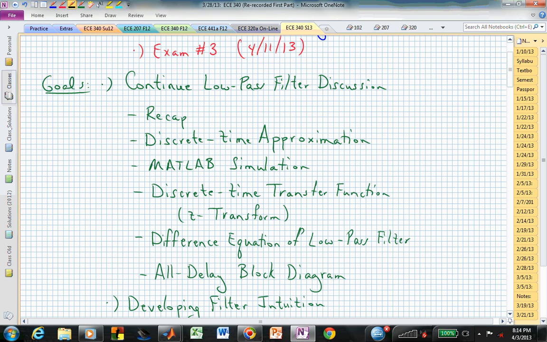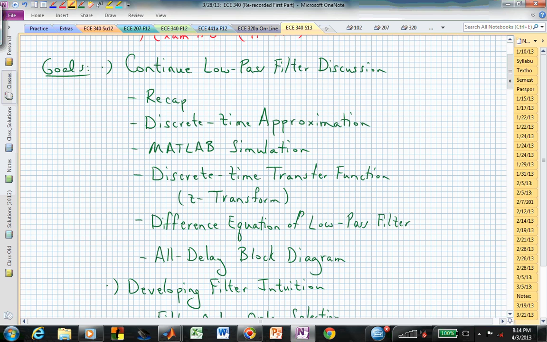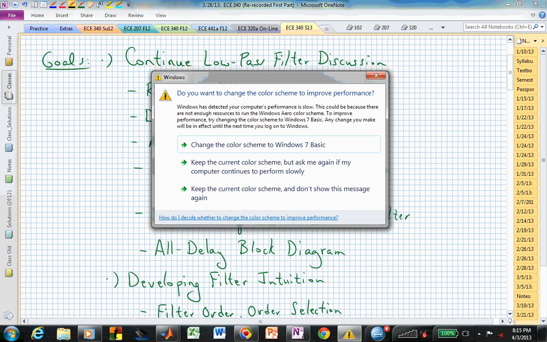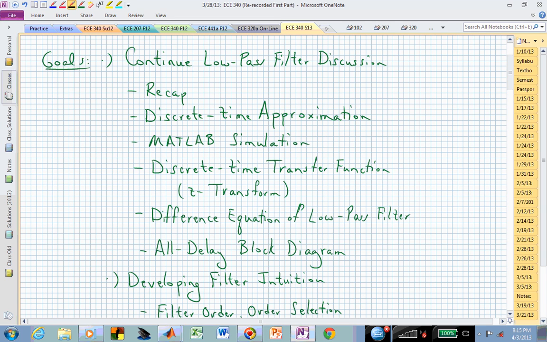What I want to do today, I won't worry about the announcements and I'll move right into the goals. I would like to continue, or basically refresh, what we'd talked about relative to the low pass filter. Once we've talked about the low pass filter, we will begin looking at the discrete time approximation and then go into a MATLAB simulation. I don't know that we'll get much further than that in this material.